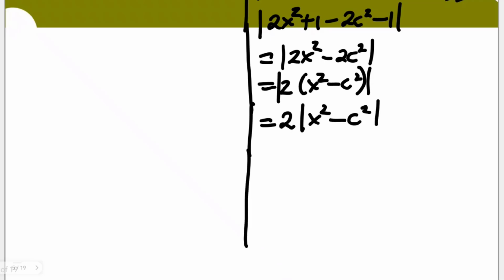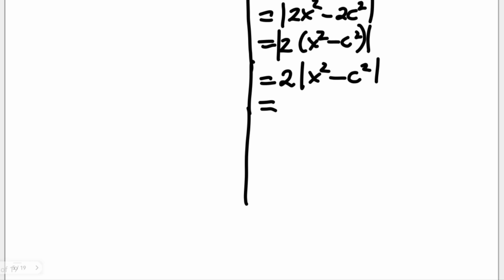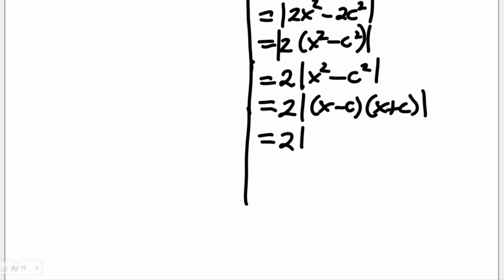Our goal is to come up with x minus c. In this case, c is not specific. So once we could look for x minus c, it's already okay because we can already assume that to be less than delta once we can locate the delta. For some instances, you can actually simplify this into x minus c and x plus c because this is a difference of two squares. So we will have here 2 times the absolute value of x minus c and the absolute value of x plus c. This is already okay.